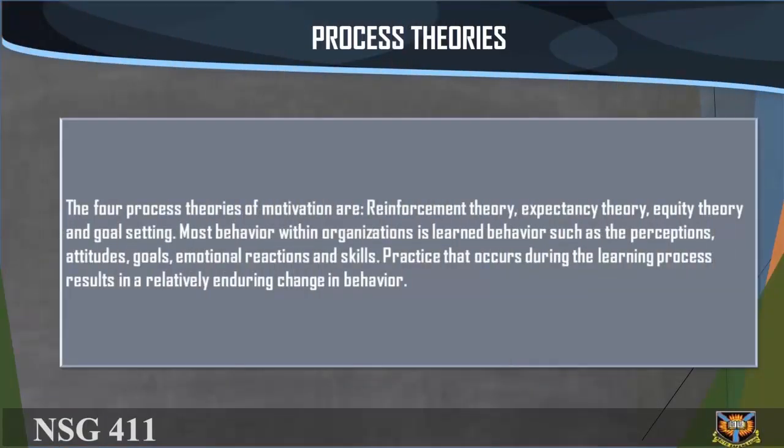Process theories. The 4 process theories of motivation are reinforcement theory, expectancy theory, equity theory, and goal setting. Most behavior within organizations is learned behavior, such as the perceptions, attitudes, goals, emotional reactions, and skills. Practice that occurs during the learning process results in a relatively enduring change in behavior.